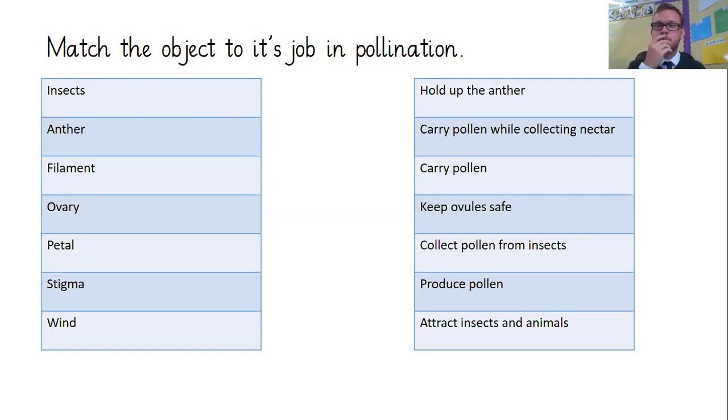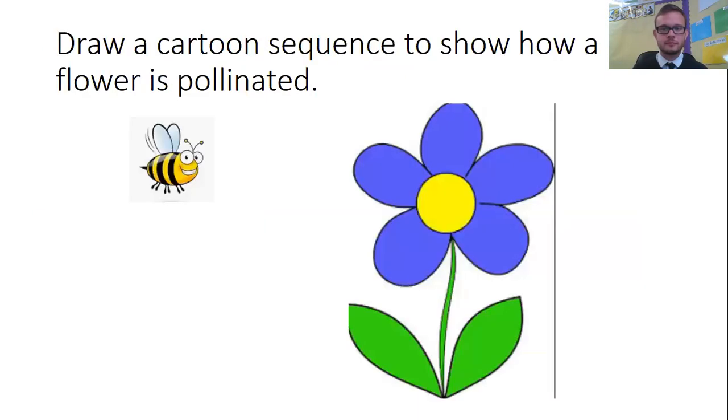Stigma, which one's the stigma? The stigma produces the pollen. Sorry, collects pollen from the insects. Stigma collects the pollen from the insects, and the wind helps to carry pollen as well. Well done if you got those.